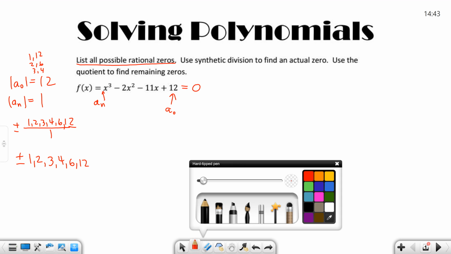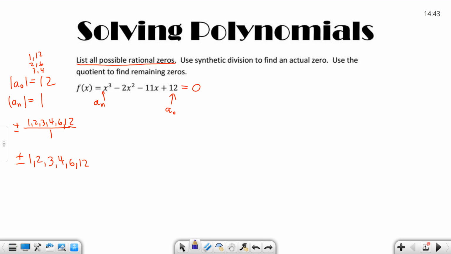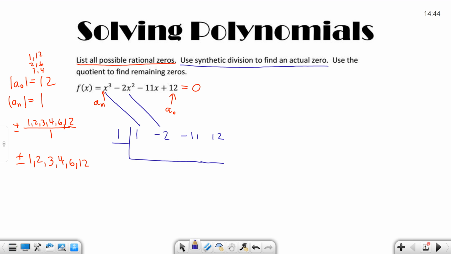The next thing it asks us to do is to use synthetic division to find an actual zero. Now, this is nothing more than trial and error. That's what I just talked about. How do you know which one to start with? I don't. I'm just going to start with 1. It may or may not work. So I'm going to put 1 on my porch, and then I'm going to put 1, negative 2, negative 11, and 12. Those are the coefficients I'm putting in there. They're already in descending order, and there are none missing.